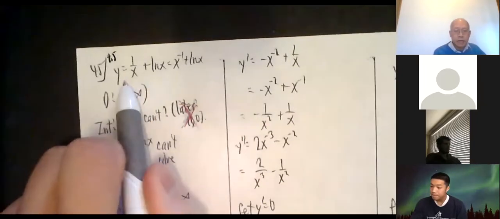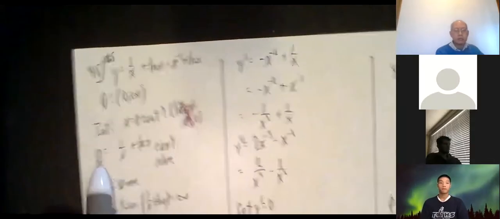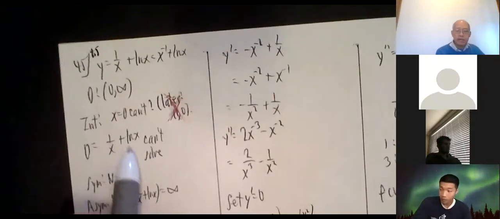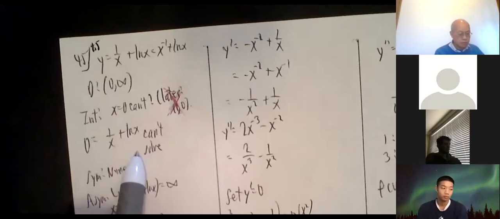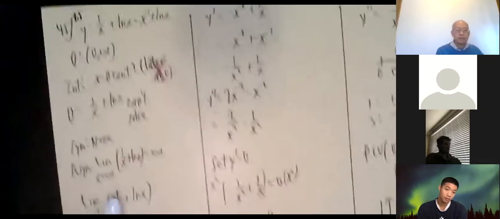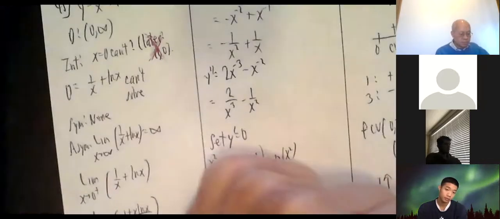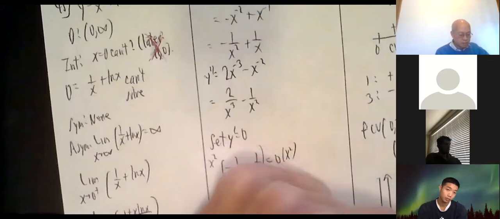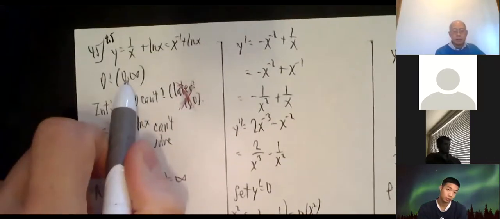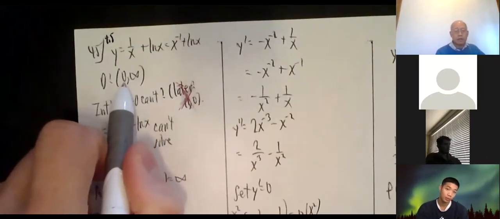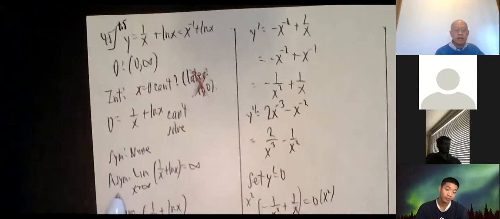Intercepts: x equals 0, not allowed. Y equals 0: 1 over x plus ln x equals 0. We can't solve that by traditional means. There's no way to do that, so don't worry about it. Actually, I made a mistake here. Symmetry: you can't have any symmetry because you can't have any reflection. There's no graph in the other quadrants, right? So we already know that's impossible, so forget about it. Symmetry, none.